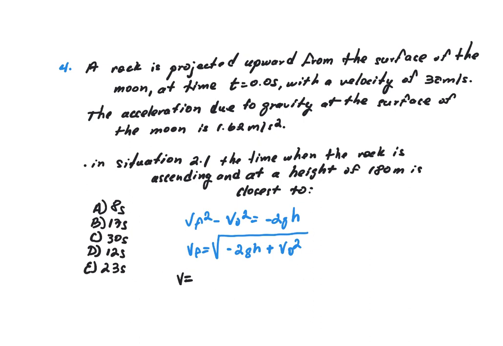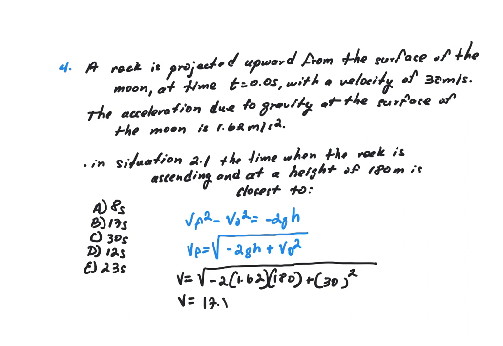So we're going to do negative 2 times 1.62, because that's the acceleration that we're doing at the moon, at a height of 180, plus the initial velocity, 30 squared. So this comes out to, when you put it in the calculator, 17.8 meters per second.